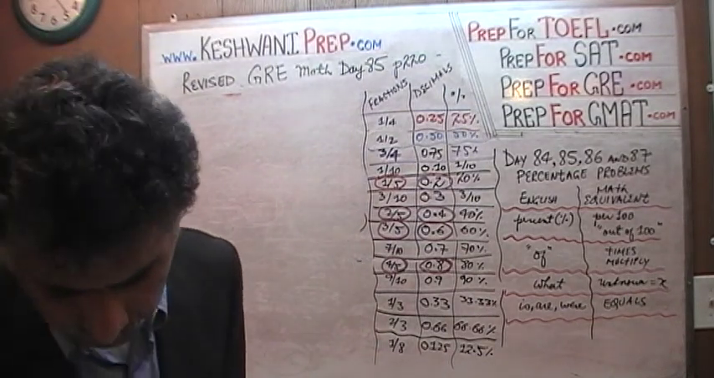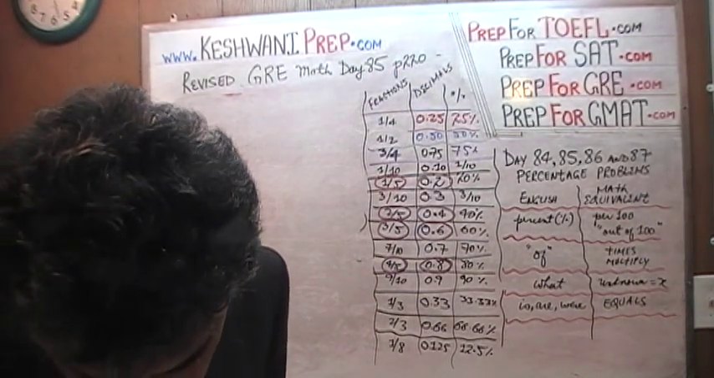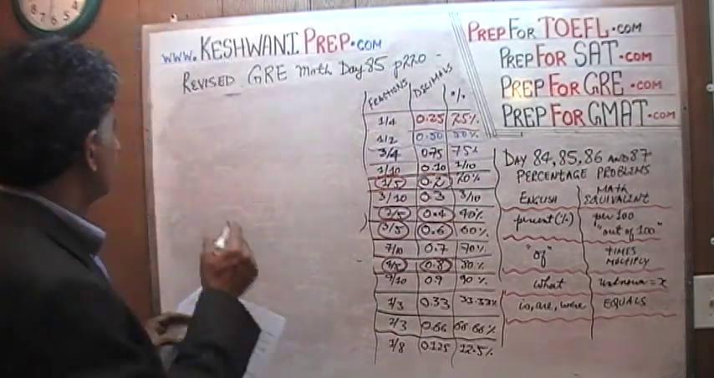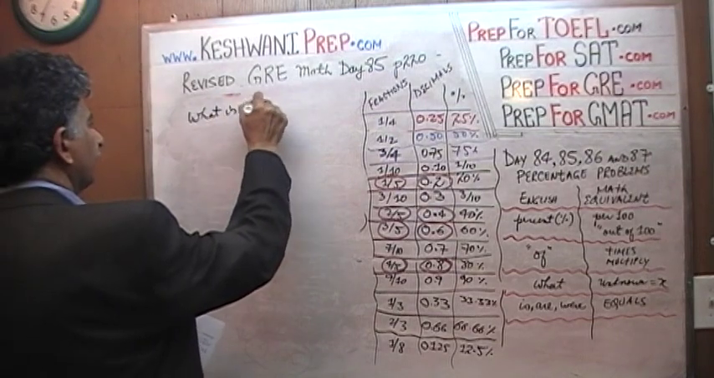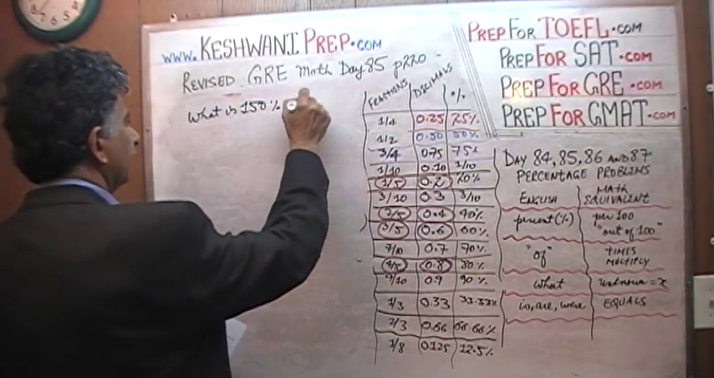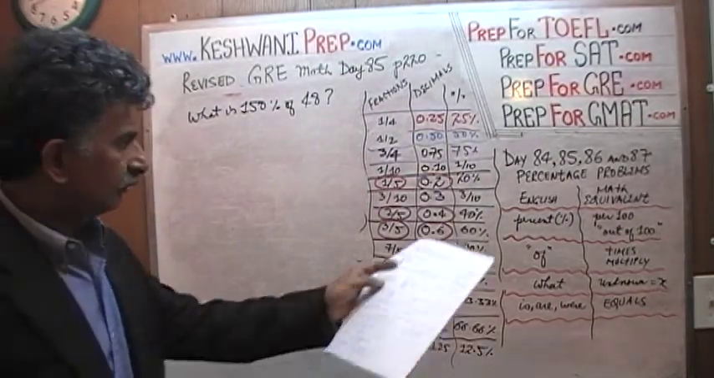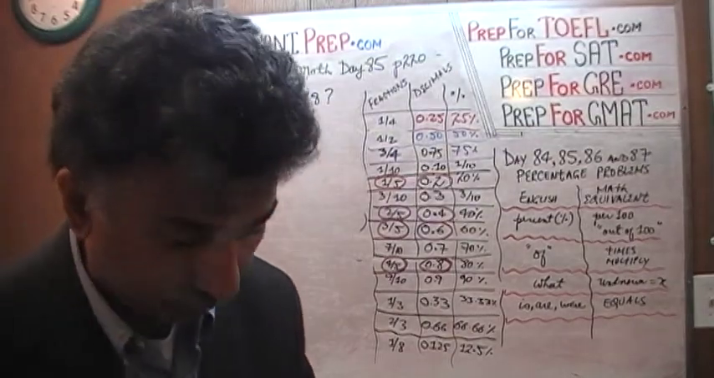The next question is, what is 150% of 48? Again, there are 2 ways you can do it. We'll first do it with the equation, just so you understand how to use this thing. And then if you can see the quicker way, we'll do the quicker way later on.